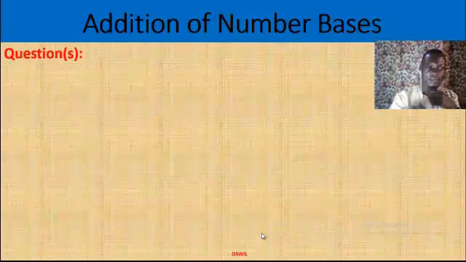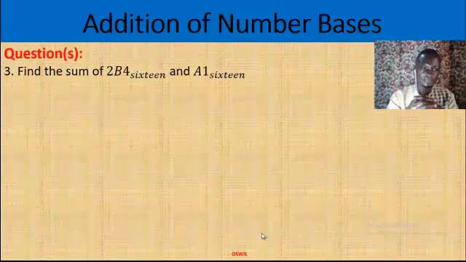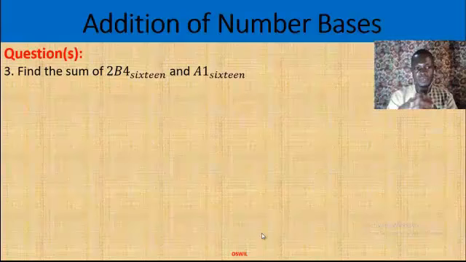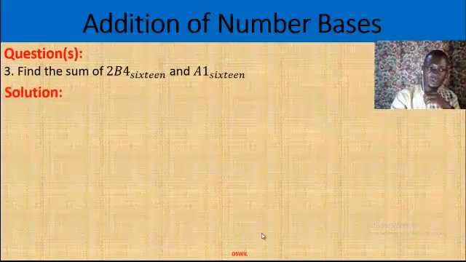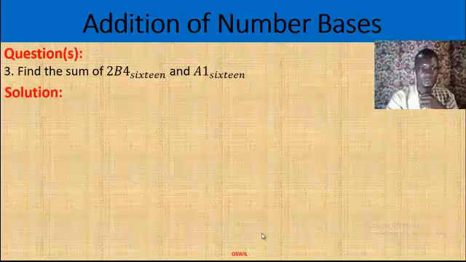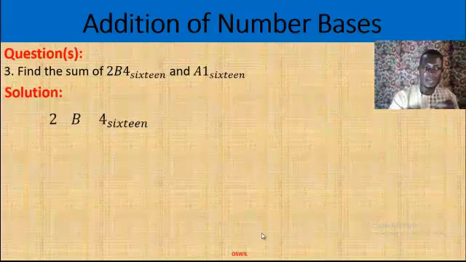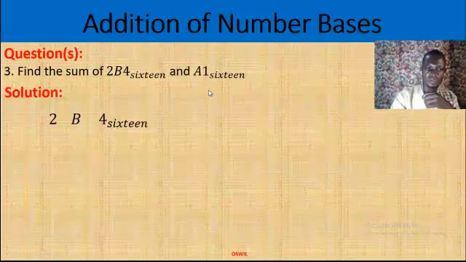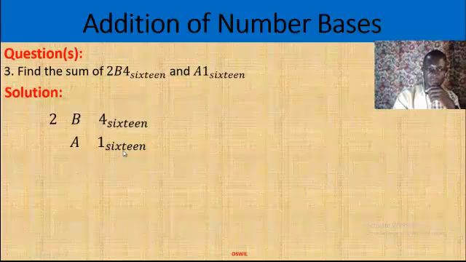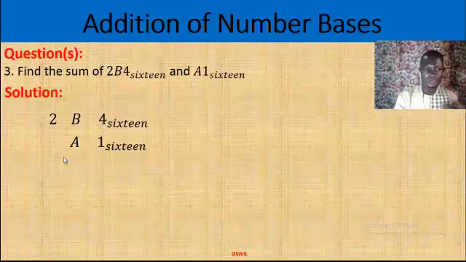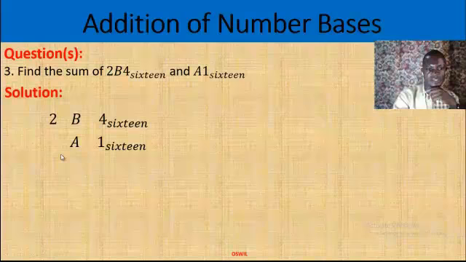Let's attend to our third and final question. Find the sum of 2b4 base 16 and a1 base 16. Let's see the solution, or you can pause the video and you do it on your own. Like the other ones, we write 2b4 base 16 and then a1 base 16. And for this 2, you can introduce 0 under 2 and in front of a. Let's add together.